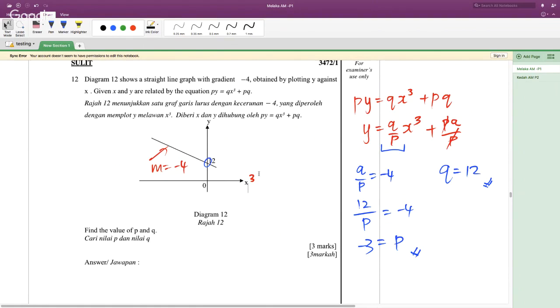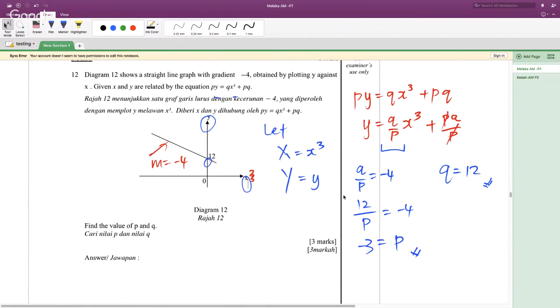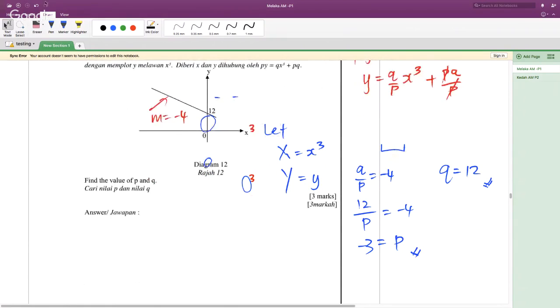I actually read the comment from Alvin. Normally we can do the let substitution if this one is a capital X. Normally they write a very obvious capital and small letter, but in this case the y and x here are very similar to the y and x there. If this is capital, then yes, we can do what Alvin suggests: let capital X equal x cubed and capital Y equal y. Then everything makes a lot of sense. This is how we get p and q.